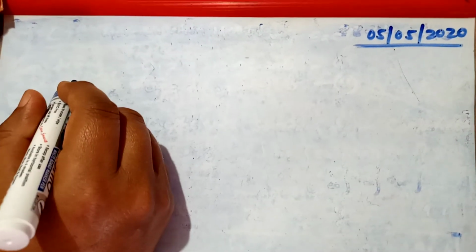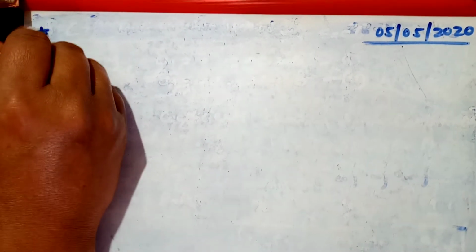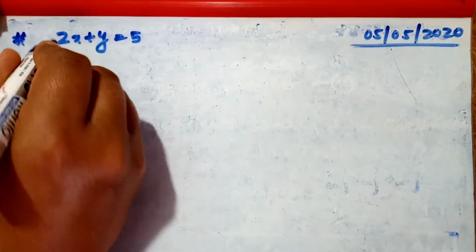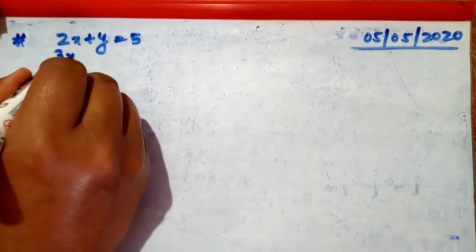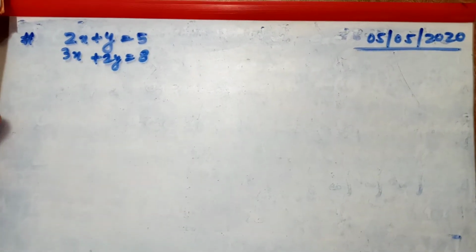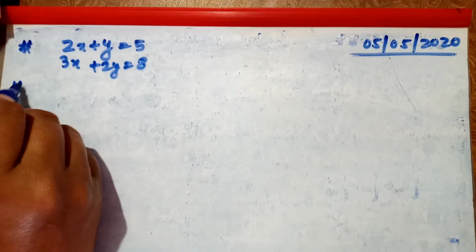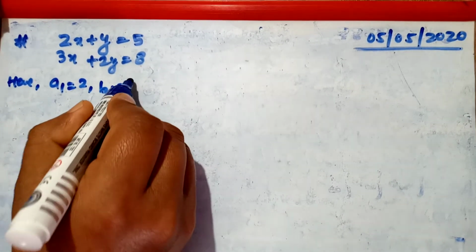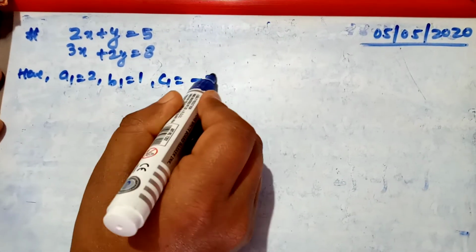So suppose the problem is 2x plus y equals 5, 3x plus 2y equals 8. Suppose this is my problem. So here we have a1 is 2, b1 is 1 and c1 is minus 5.